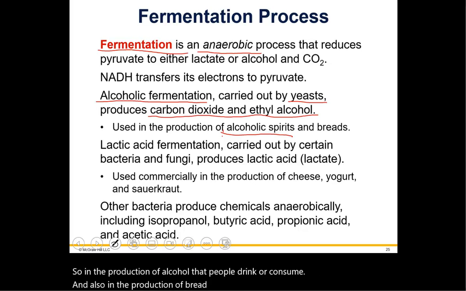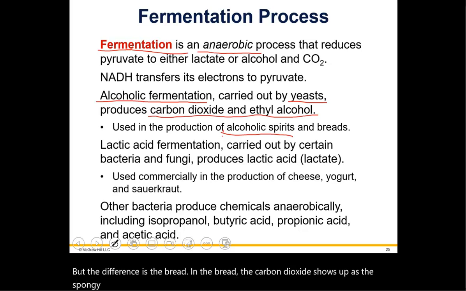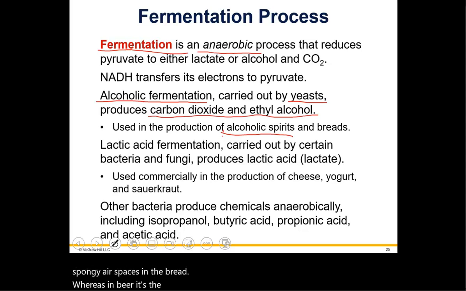So the same process really that's used to produce beer is used to produce bread. But the difference is in the bread, the carbon dioxide shows up as the spongy air spaces in the bread. Whereas in beer, it's the foam. And then in bread, the alcohol is burnt off in the cooking process.